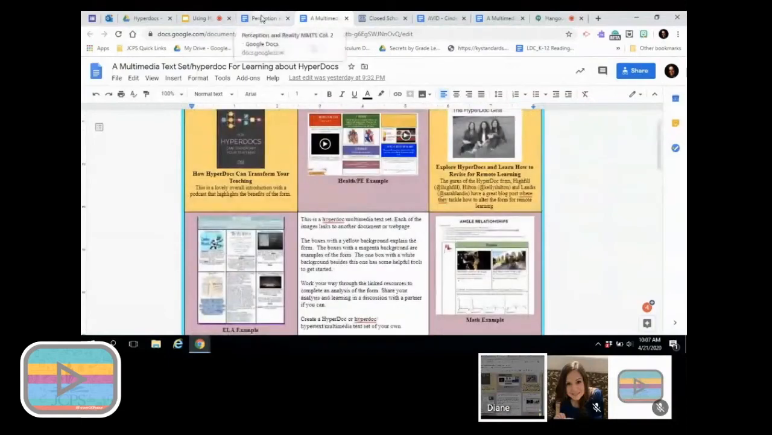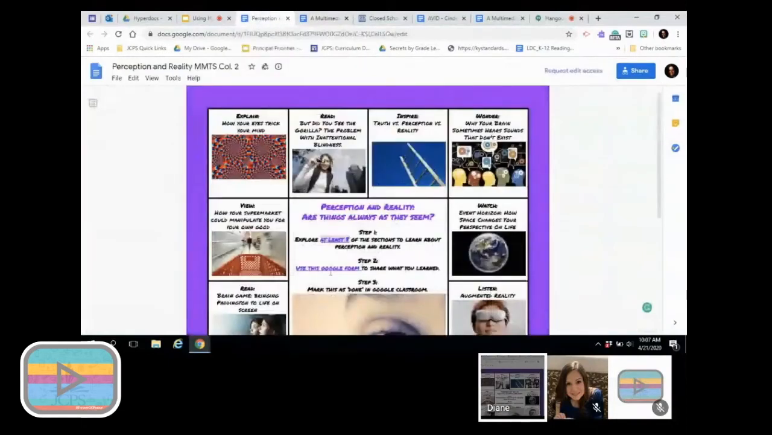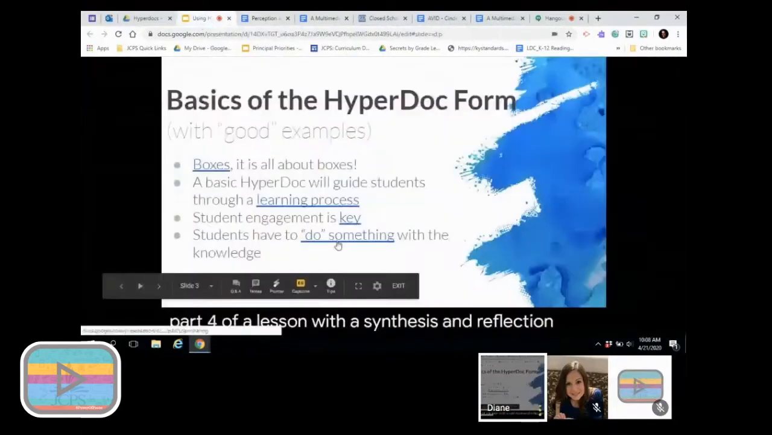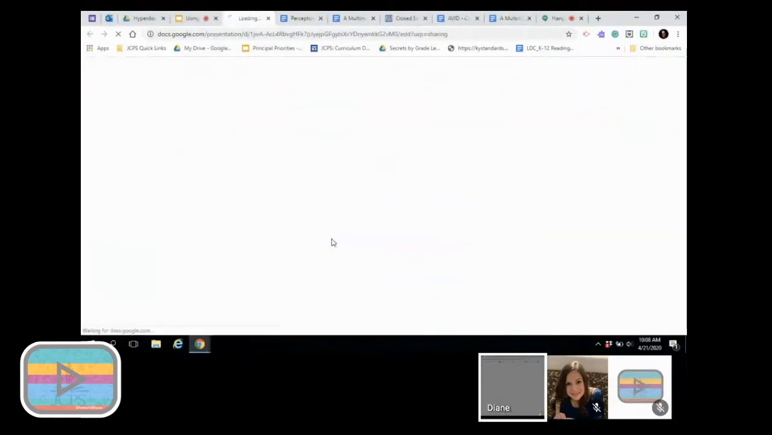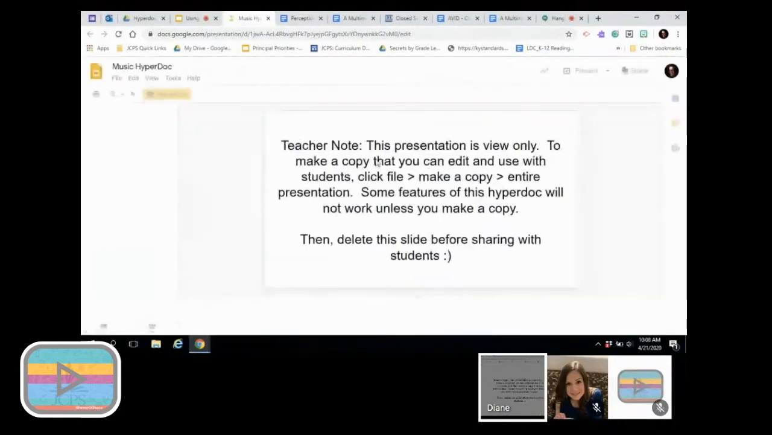But if you'll notice here, there is a Google form to share what you've learned, but there isn't the true stepping through part 1, part 2, part 3, part 4 of a lesson with a synthesis and reflection. You'll also notice with great hyper lessons or Hyperdocs that students always have to do something with the knowledge.